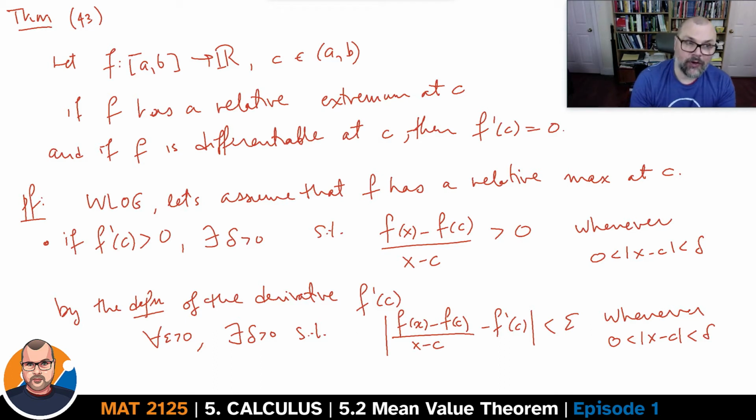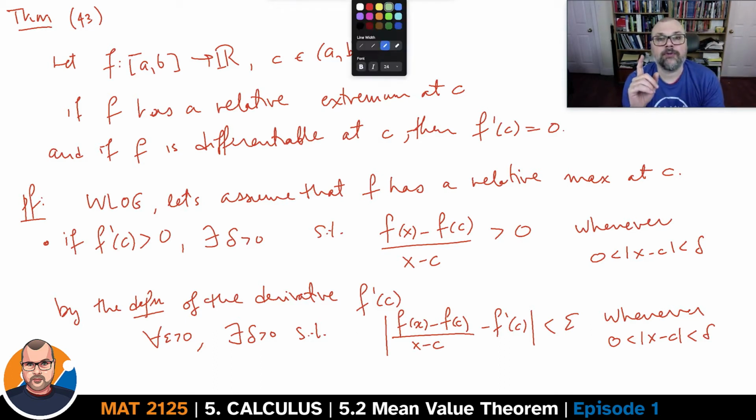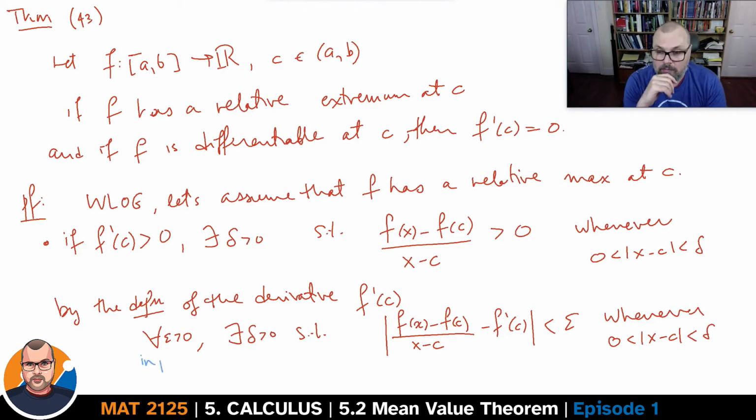Now, if this is true for every epsilon, in particular, it is going to be true if epsilon is equal to 1/2 of the derivative of the function f at c. I can say this because f prime at c is assumed to be positive. So 1/2 of f prime at c is positive. That is one of the multitudes of epsilon that you could have, which is greater than 0.